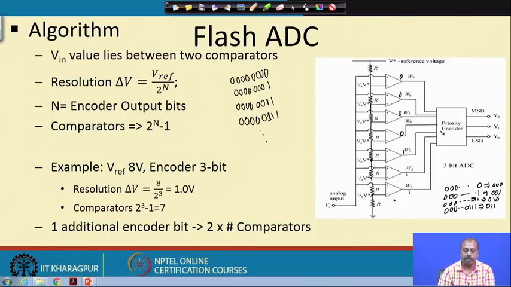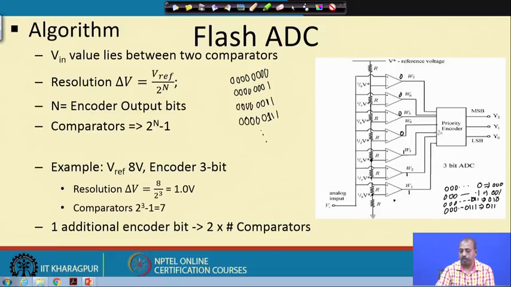Accordingly, this priority encoder circuit can do encoding and output the corresponding sequence number. In this particular example, we have VREF equal to 8 volt and a 3 bit encoder. So, resolution is given by 8 by 2 to the power 3, that is 1 volt. The number of comparators needed is 2 to the power n minus 1, so that is 2 to the power 3 minus 1, that is 7.